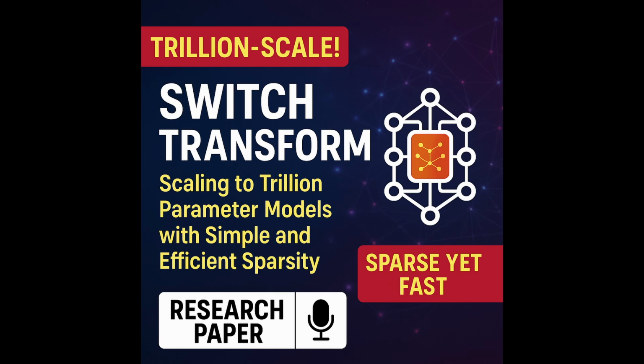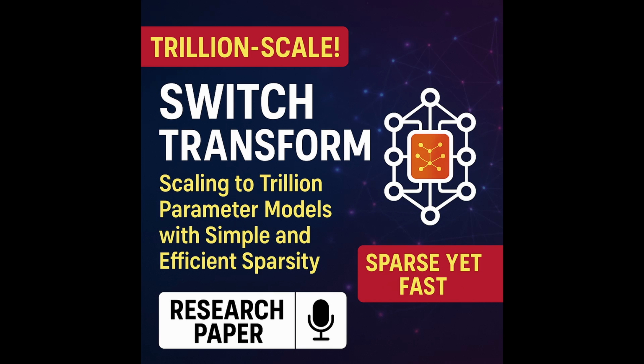Right, but there were some challenges that made it hard to use widely. One was complexity. Building a system with lots of expert networks and a routing mechanism is just more complex than a single model. Another was communication. When you're training these models across many different computers, the data has to be sent back and forth between the experts. This can be a bottleneck that can slow things down. And the last challenge was training stability. These MoE models were often kind of finicky, hard to get them to train consistently well. The paper mentions that these factors really limited the adoption of this approach.